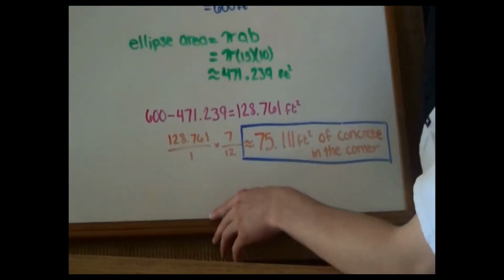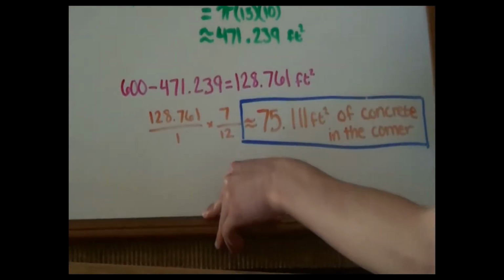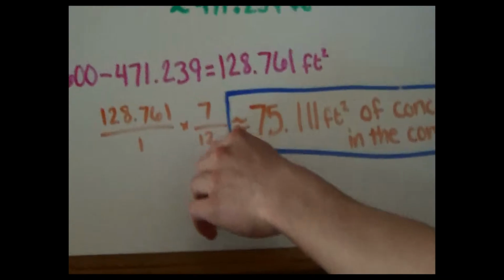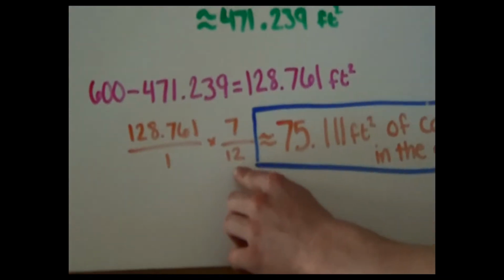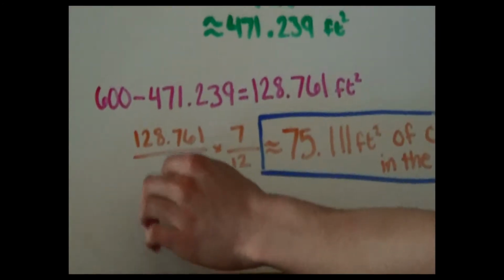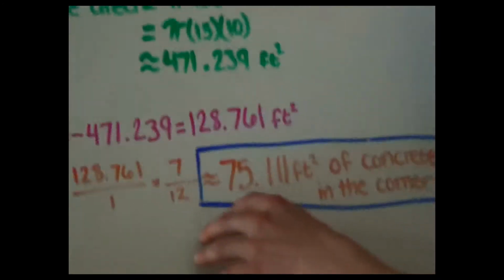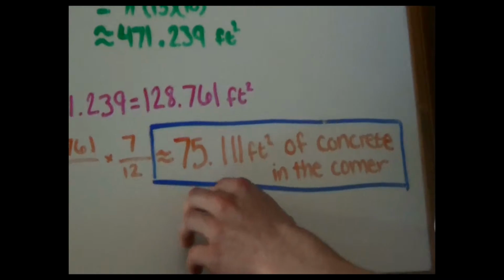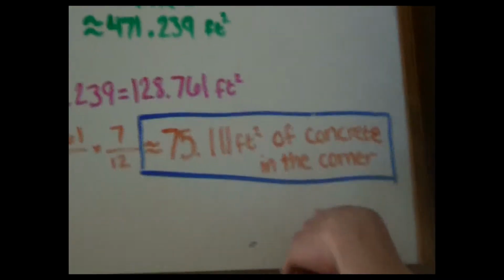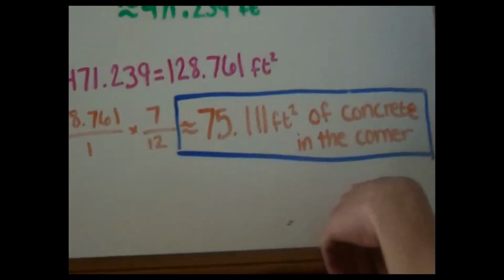And since we want to fill the concrete at a depth of 7 inches, we have to convert 7 inches into feet. So that's going to be 7 divided by 12, and we multiply that by 128.761 to give us 75.111 feet squared of concrete in the corners of our backyard.